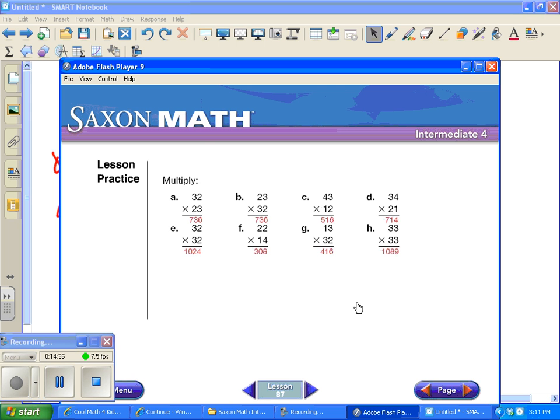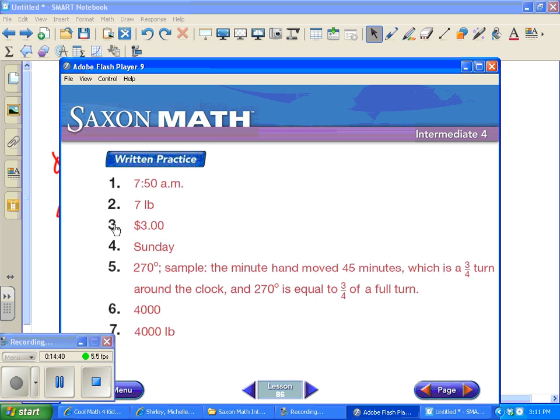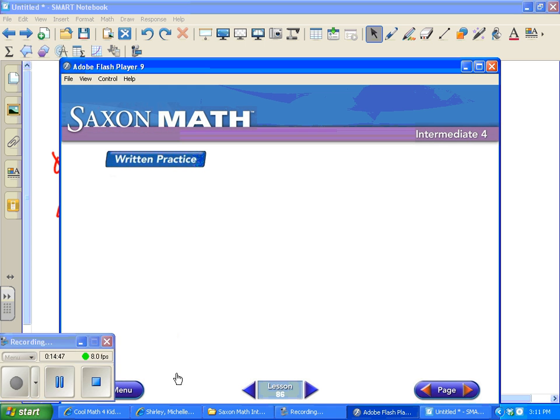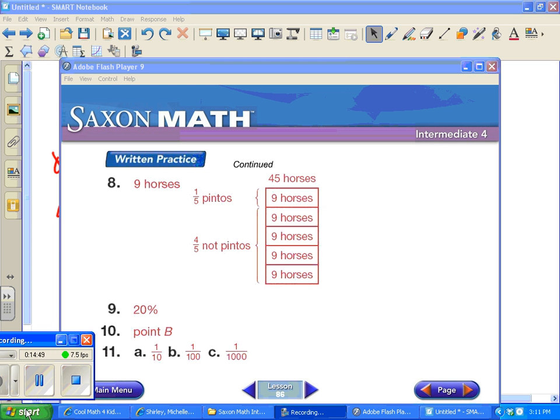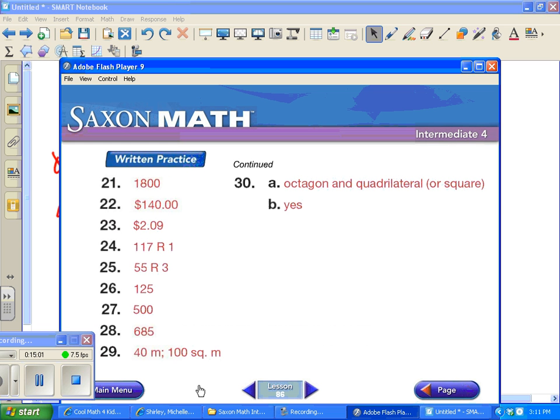All right. I know we need to go back and check 86 practice. So hit pause as you check 1 through 7. Hit pause as you check 8 through 11. Hit pause as you check 12 through 20. And hit pause as you check 21 through 30.